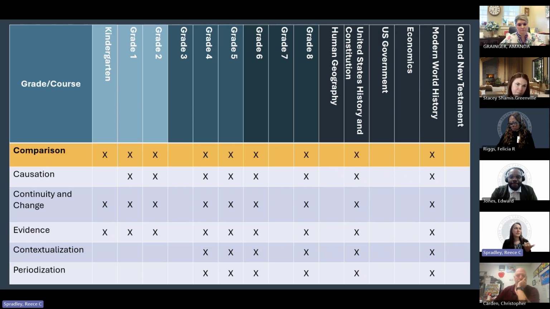So on your screen, you will see the progression of all of our historical thinking skills across K-12. Comparison is highlighted in yellow at the top. What do you notice about the skill of comparison on this chart?